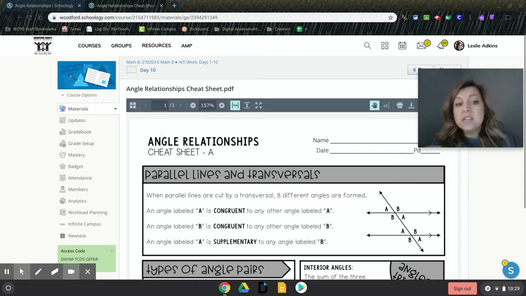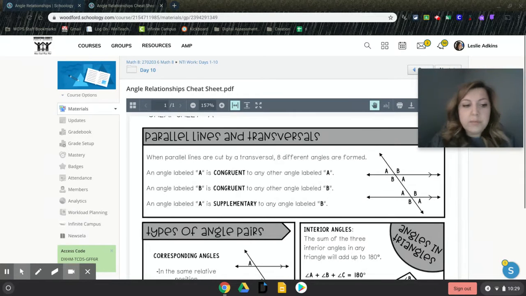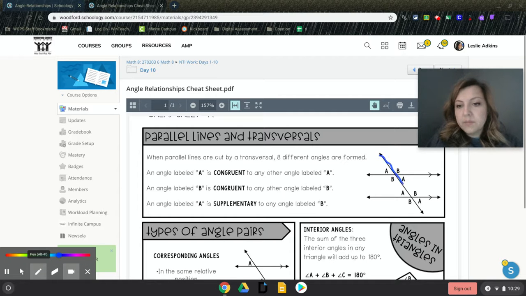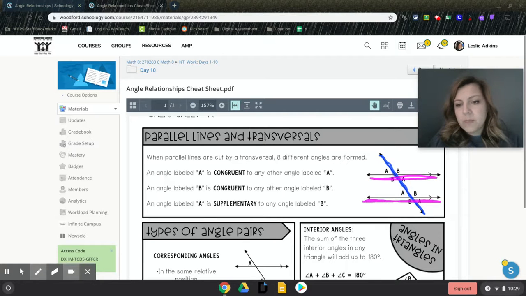Okay, so let's start out with our cheat sheet. Our cheat sheet here is going to go through the basics of angle relationships, everything that we talked about when we went through this unit. Here we have parallel lines cut by a transversal. This blue line here is the transversal, and then these pink lines are the parallel lines.